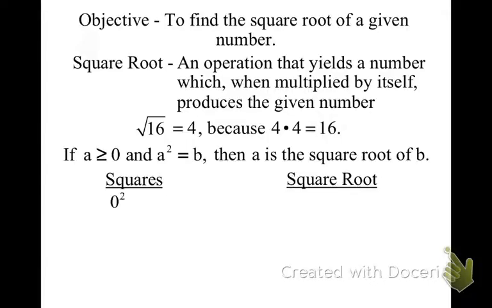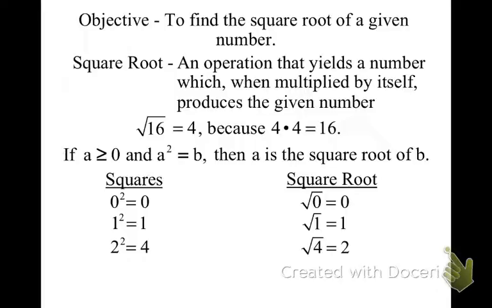So if I square 0, we know we get 0. If I take the root of 0, we get what? 0. Same thing with 1. 1 squared, I get 1. The root of 1 is 1. 2 squared is 4. The root of 4 is 2. 3 squared is 9. You know, we can figure out our perfect square numbers. All of these in the first column, 0, 1, 4, 9, these are what we call perfect squares.